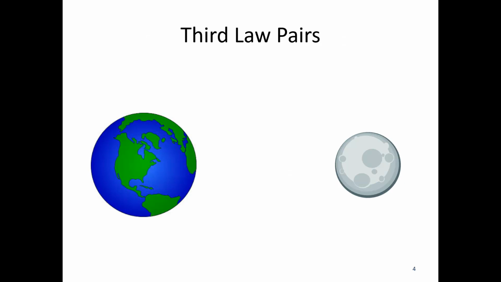Some examples of Newton's third law pairs: we have the Earth and the Moon. Both of those are going to exert gravitational forces on one another. So the Earth pulls on the Moon, and the Moon is going to pull back equal and opposite on the Earth.